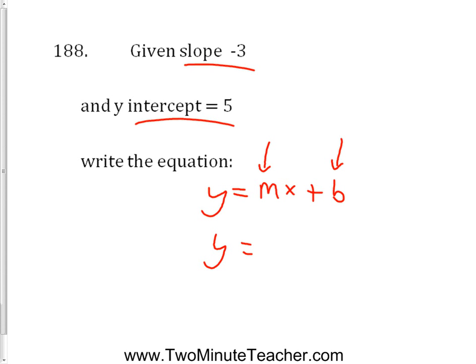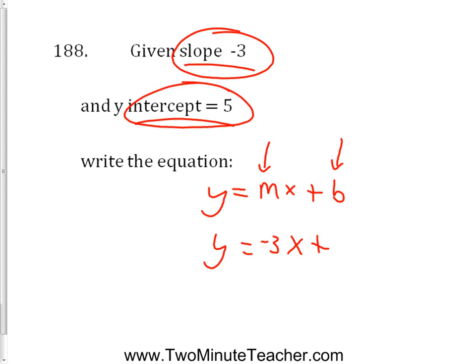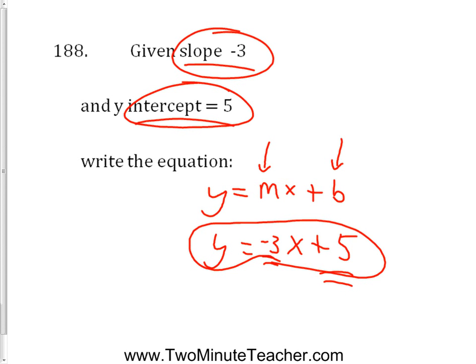So y equals the slope, which is -3, x plus the y-intercept, which is 5. Slope of -3, y-intercept of 5. And there it is. That's my equation.